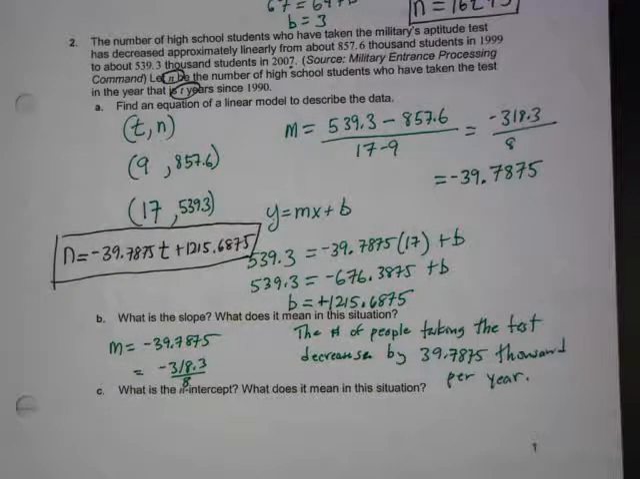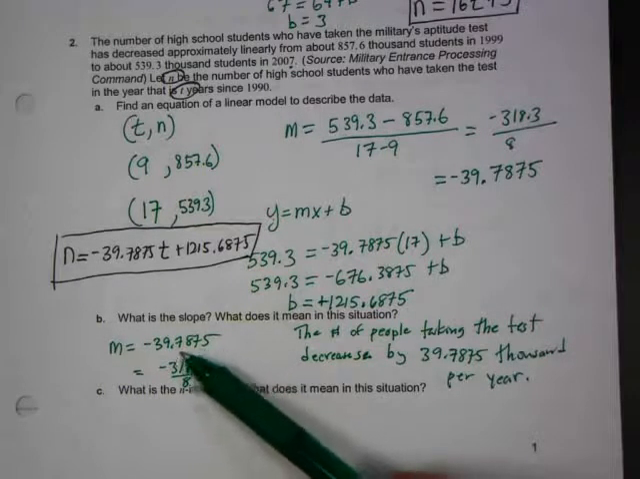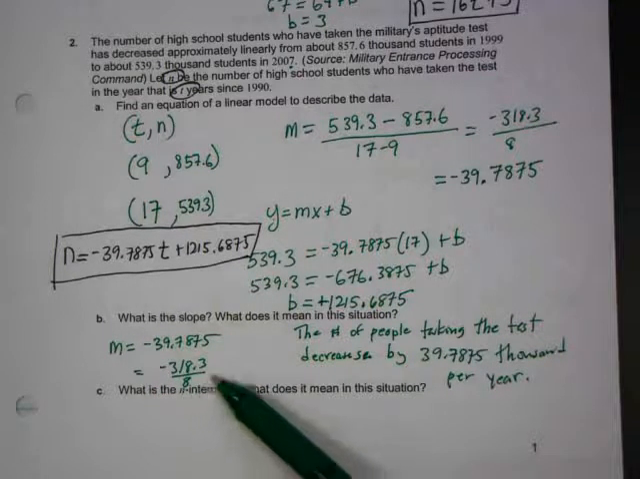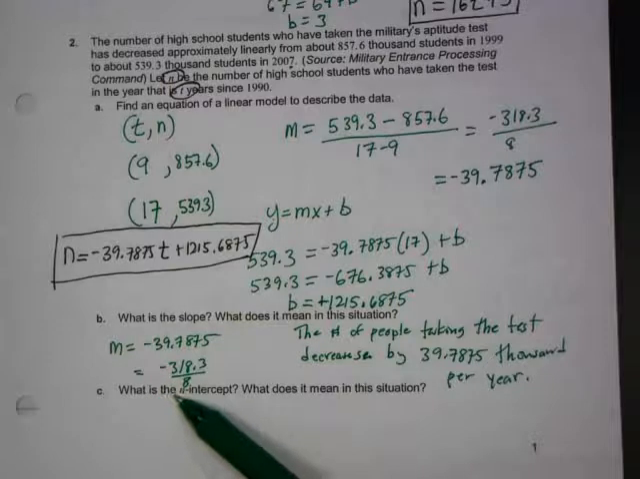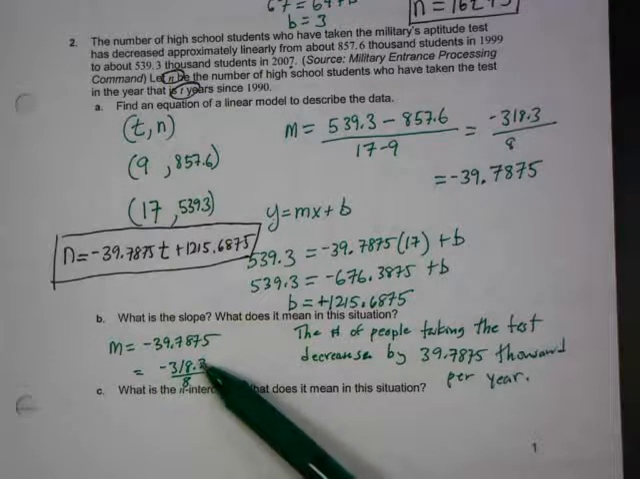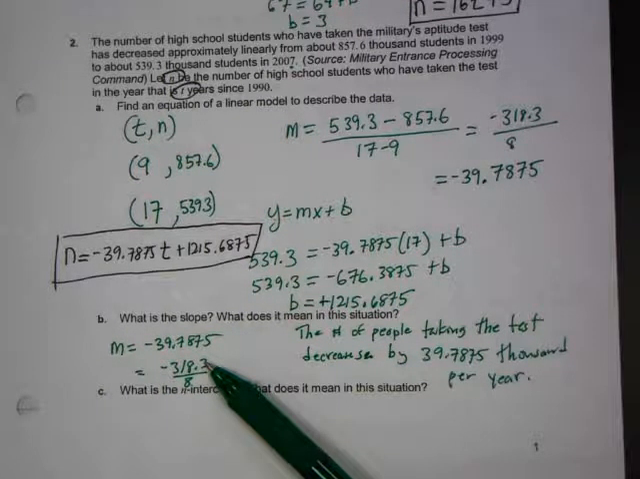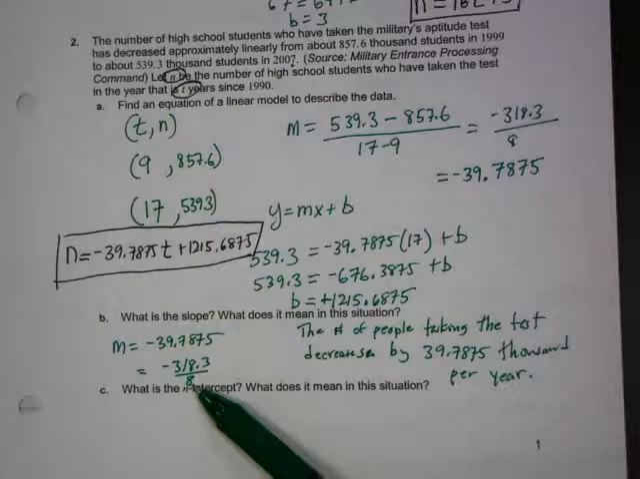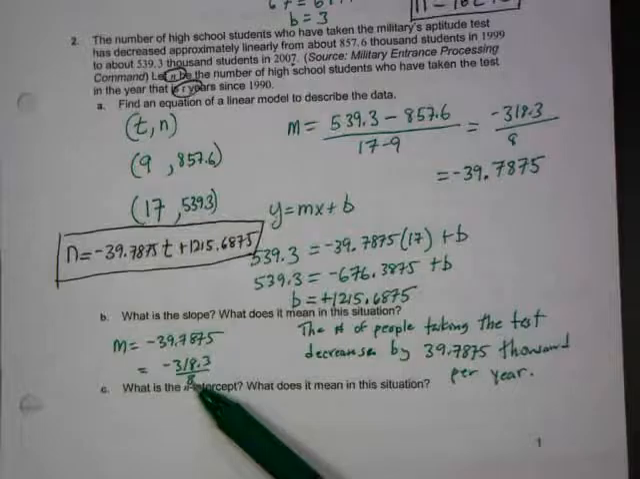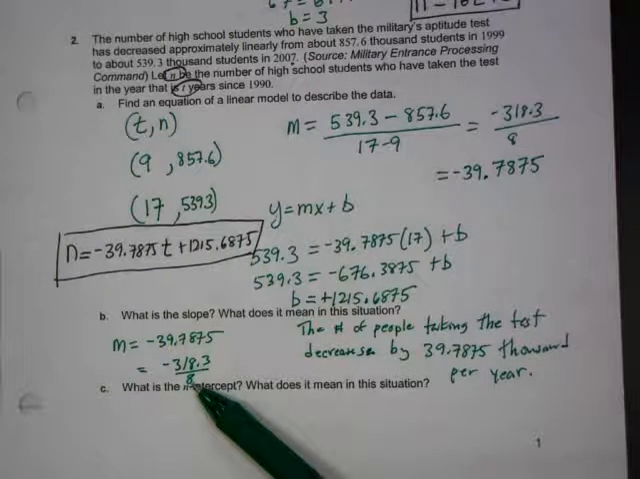What would be another correct answer? What if you left it as a fraction like this? What might you say? The number of people decreases by 318.3 thousand every 8 years. So if you left it as a fraction, you could write your answer that way, and that would be fine too.